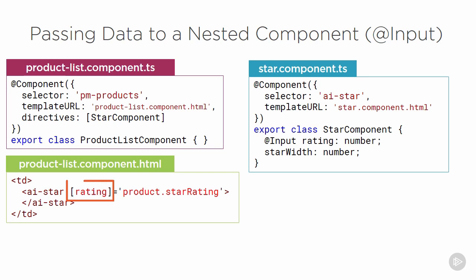The only time we can specify a nested component's property as a property binding target on the left side of an equals is when that property is decorated with the Input decorator. So in this example, the product list template can bind to the rating, but not the star width. Let's give this a try.